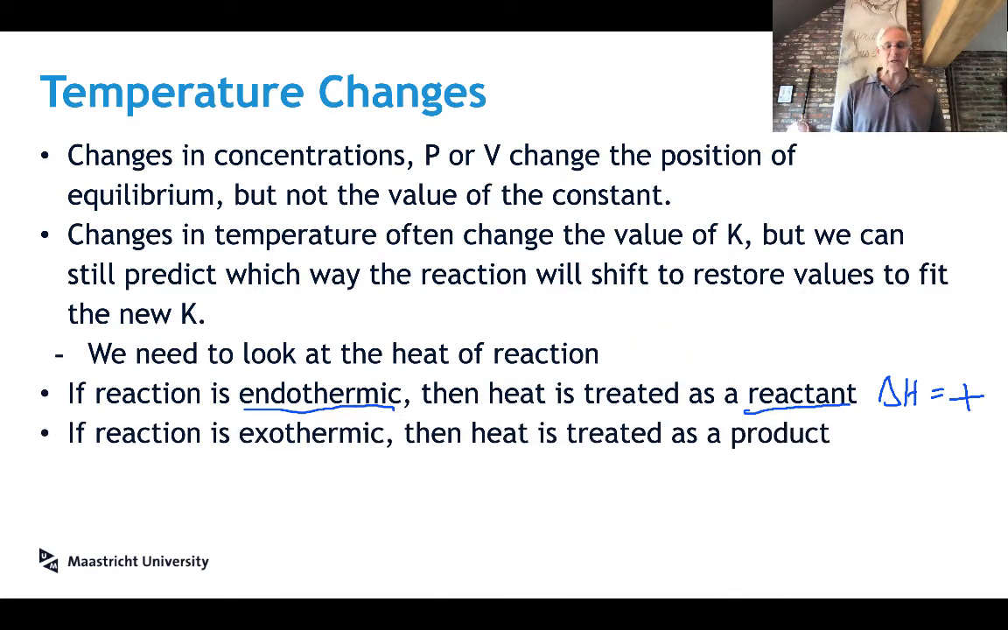And if a reaction is exothermic, then we are going to treat heat as a product. Exothermic means heat is coming out. It would be something that's hot, so it's producing heat. That's one way to think about it. So we're going to treat heat as a product. And one way to recognize an exothermic reaction is that your delta H is going to be negative.